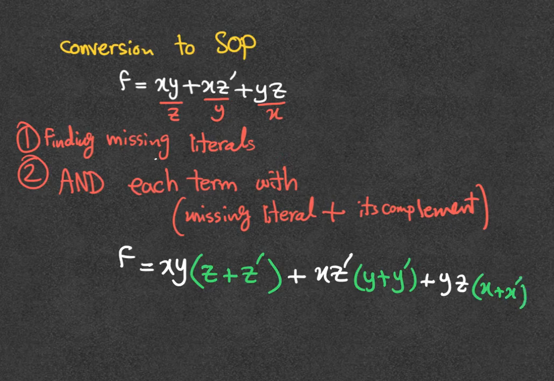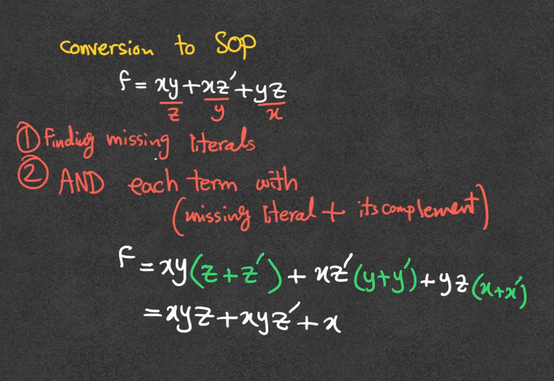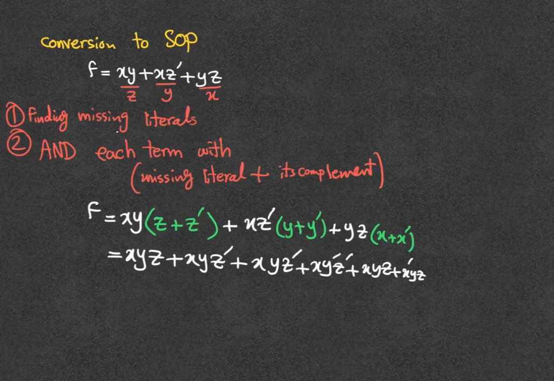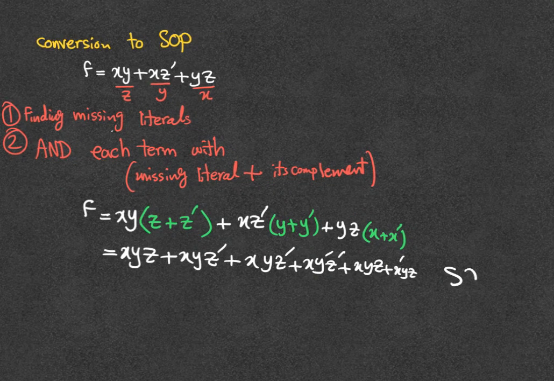And then you multiply. You get XYZ, XYZ prime, XYZ prime, XY prime Z prime, XYZ, X prime YZ. So this is going to be your SOP.